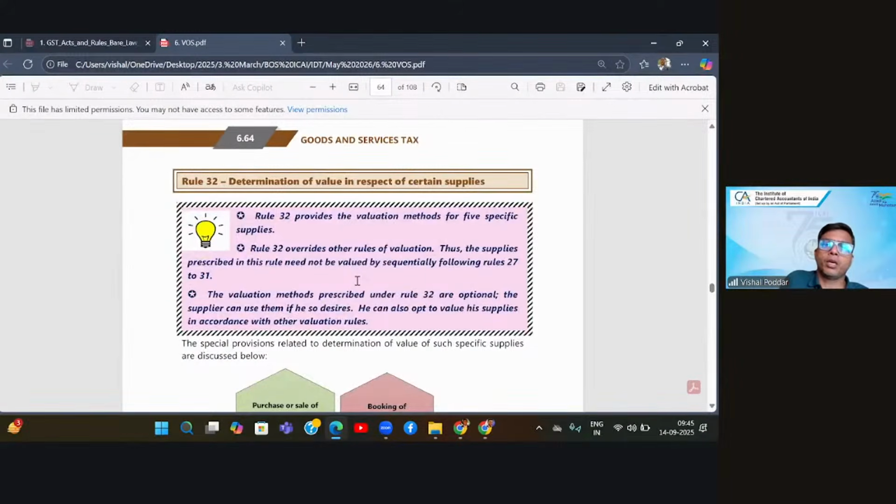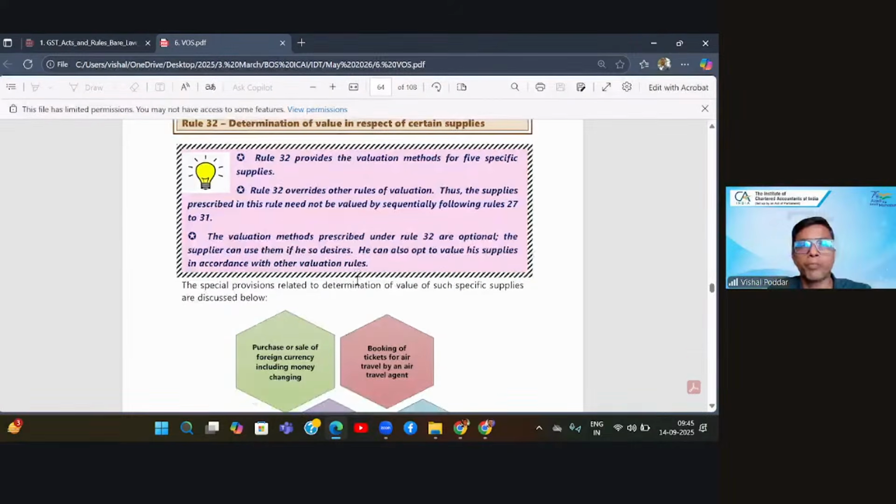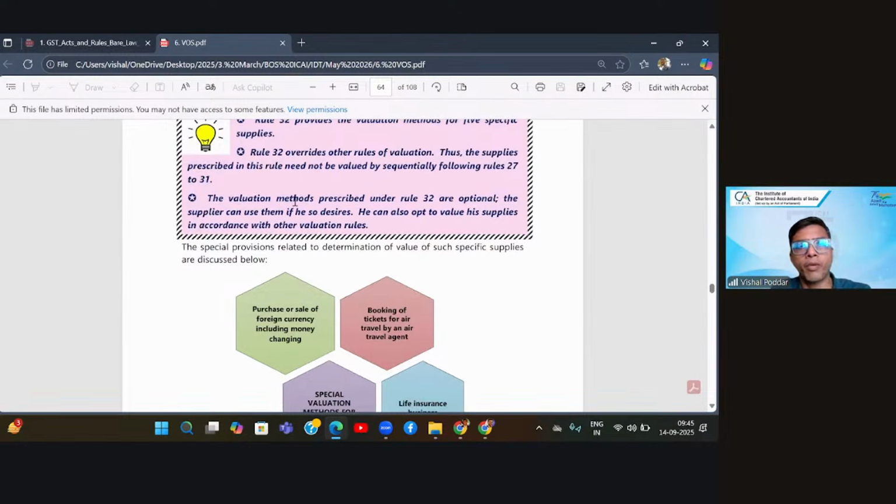Now we move on to some further supplies for which valuation is given. There are 5 different supplies for which Rule 32 provides valuation. Rule 32 overrides other rules. So for these specific supplies, we will not apply the above rules, whatever we studied till now, because there are specific rules given. The valuation methods prescribed under Rule 32 are optional.